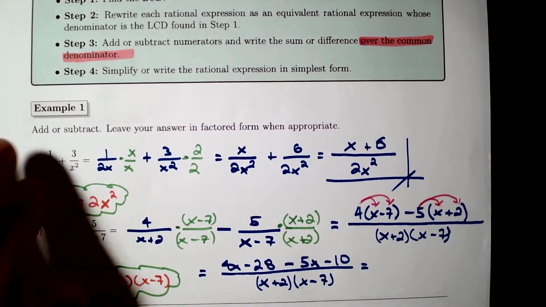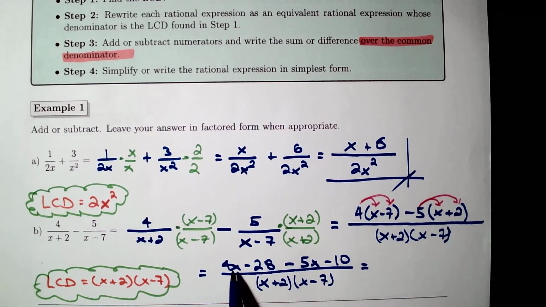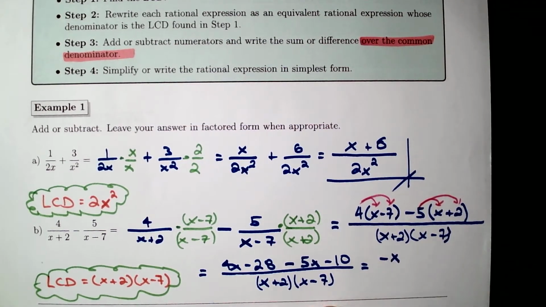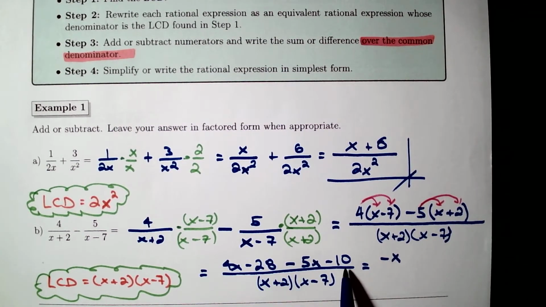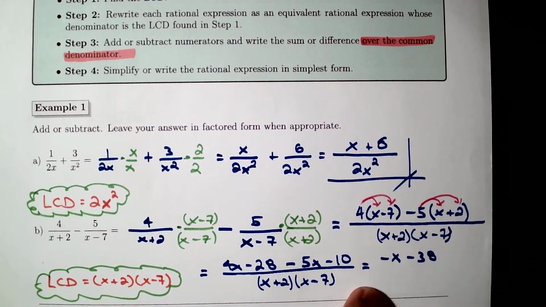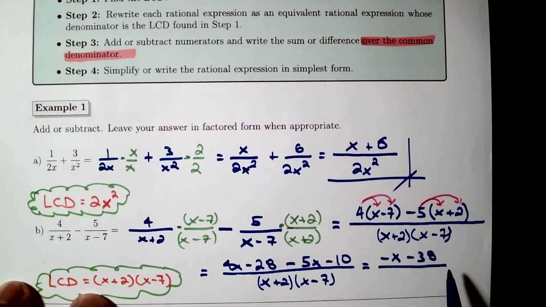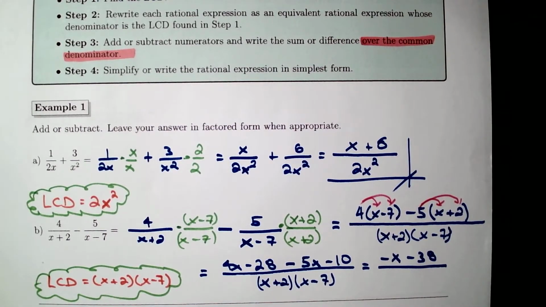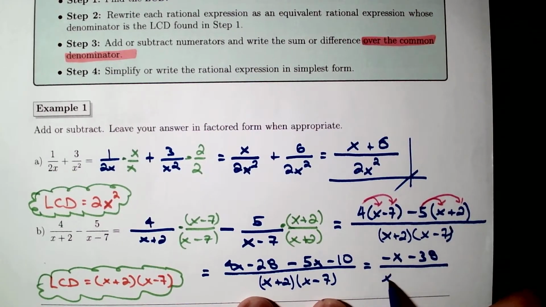So we're going to combine like terms. 4x minus 5x, that's going to give us negative x. And negative 28 minus 10, that's going to give us a negative 38. Alright? And that divided by x plus 2 times x minus 7.